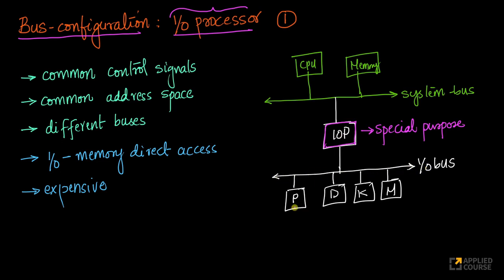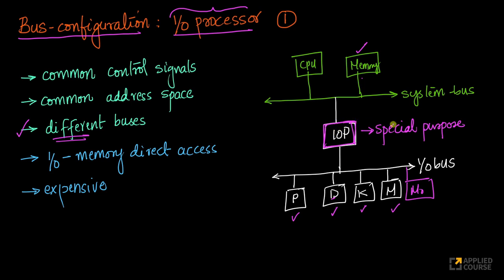To this IO bus, all of your devices are connected, whether it's your printer, your disk, your keyboard, your mouse, or your monitor, right? So all of these devices are connected to the IO bus. So what do we have now? We have different buses here. The system bus is connected only to memory and the IO processor. All the IO devices are connected to the IO processor.